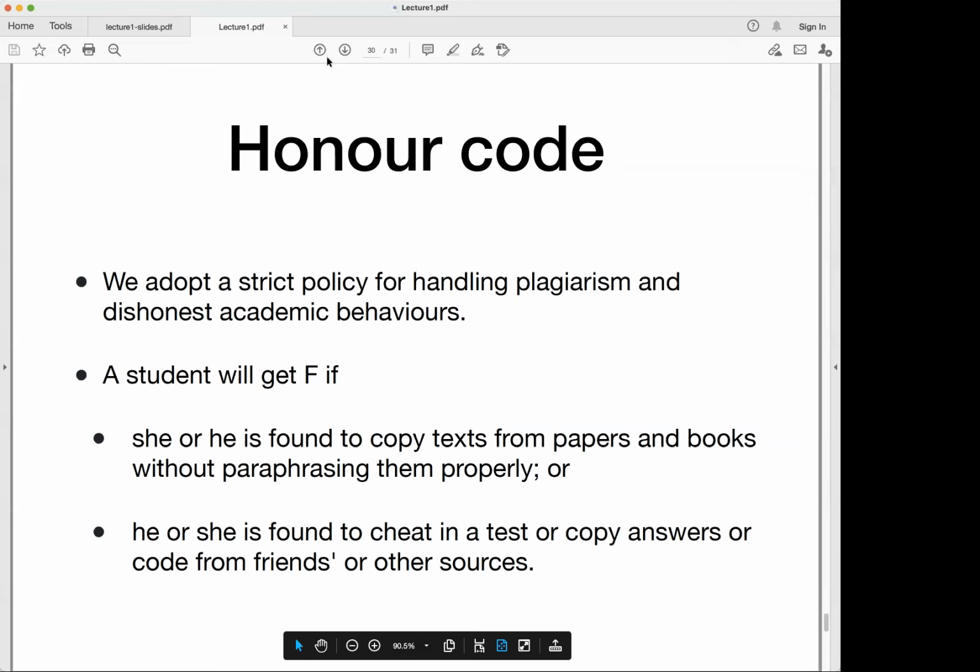If you copy text from papers or textbooks, you always have to rephrase it and also point out the source of that text. There was a case last year: students violated this honor code, and the students got F. So make sure that you follow and respect this honor code.